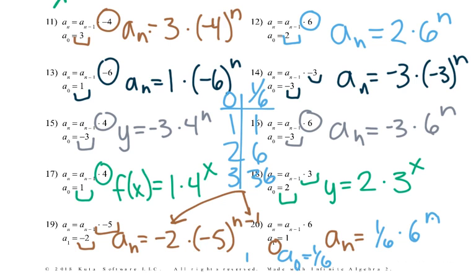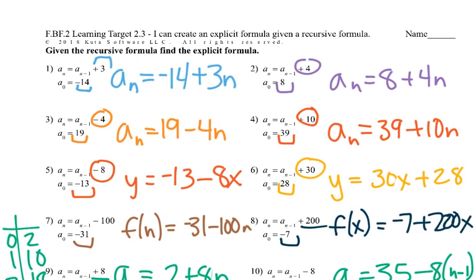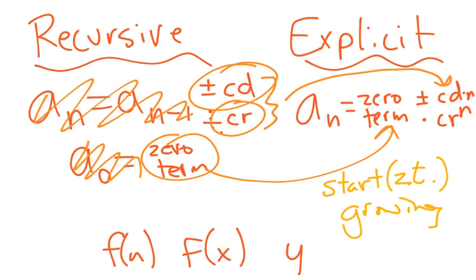Okay? All right, guys. That's as simple as it is to go from recursive to explicit. Remember, it's all about finding the common difference or common ratio, the growth, finding where we start, or the 0 term, putting it in the format for the explicit. Okay? And if you have explicit go into recursive, just the opposite.